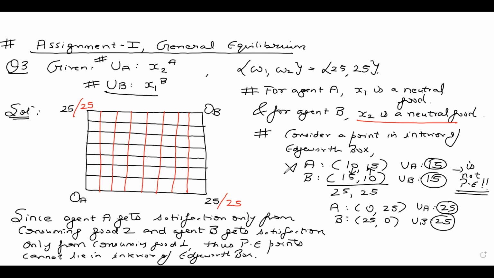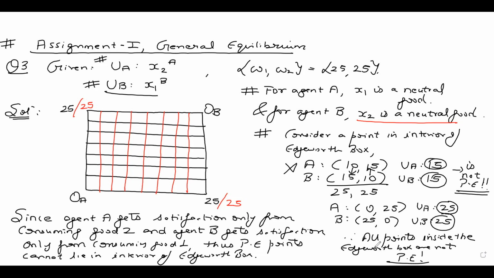That means by logic, I can say that all points inside the Edgeworth box are not Pareto efficient. Therefore, all points inside the Edgeworth box are not Pareto efficient.